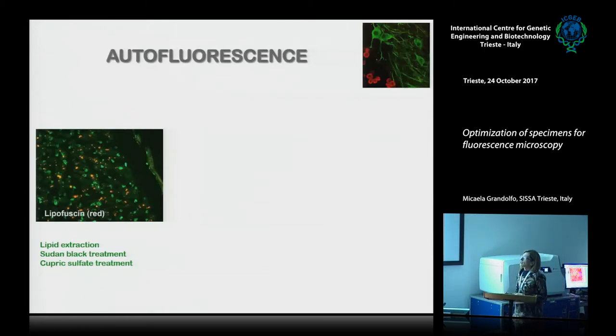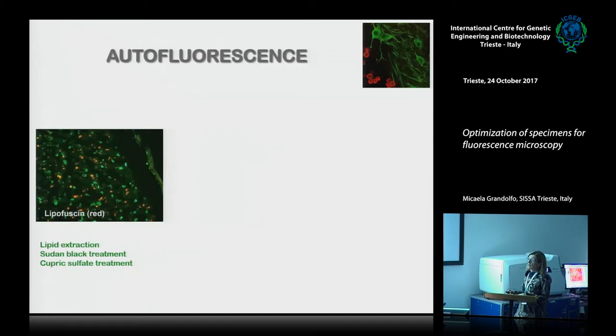Okay. So there are some structures or molecules in your sample that are able to emit fluorescence. This is what Gabriele called natural fluorescence this morning. And for example, you can find some lipofuscin granules. These are common in senescent tissue. Lipofuscin is a product of lysosomal lipid degradation.